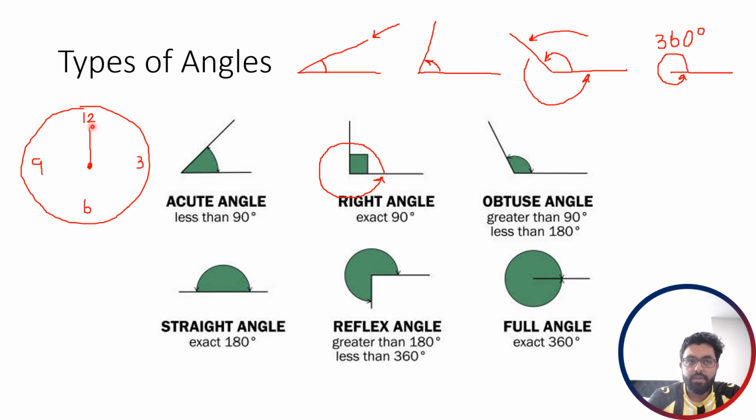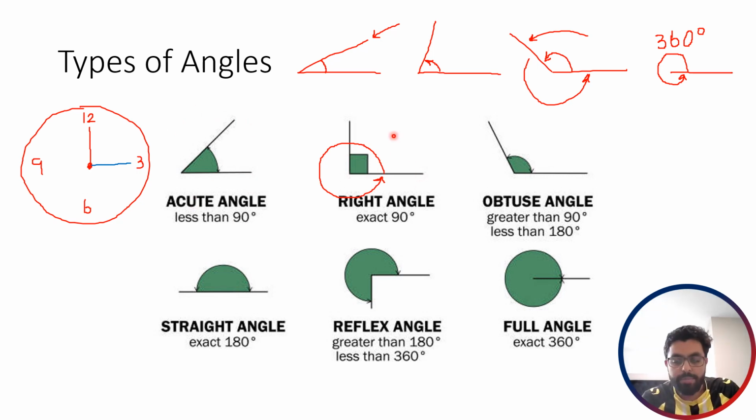In 15 minutes, it'll only go from here to here. That's a 90 degree rotation. That's the angle covered by the minute hand on a clock in 15 minutes. Any angle that's smaller than 90 degrees, so smaller than a quarter turn, is called an acute angle. So anything that's smaller than the two arms of your angle making a nice corner is going to be an acute angle.